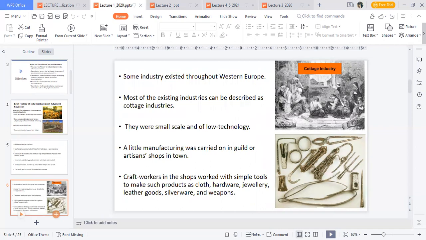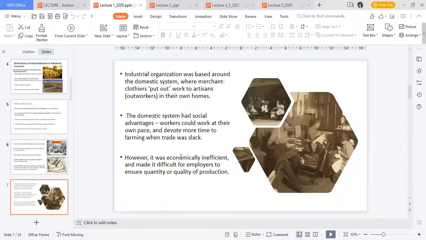Here, some small industries existed. Some can be described as cottage industry, meaning that they are located in the village. Some were small scale and low technology. A little manufacturing was carried out in guild or artisan shops in town. So these are some of the key features that you can mention about advanced countries. I've not come to the LDCs yet. So these are some of the features of how industrialization started in the advanced countries.